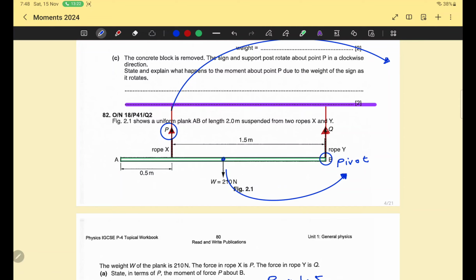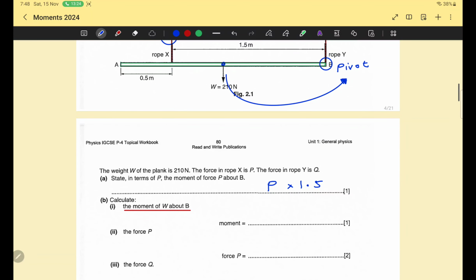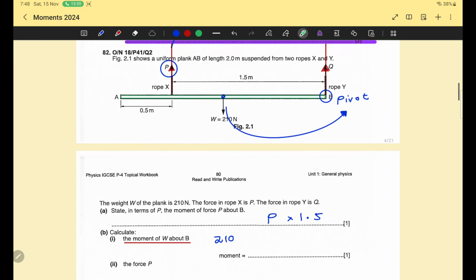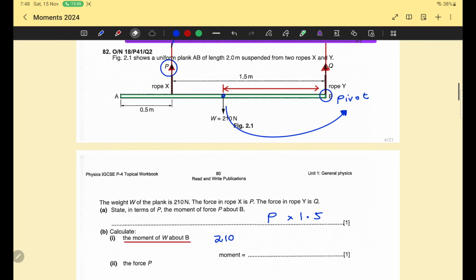And what is the formula to calculate the turning effect of weight W? So the answer is, sir, weight is 210. This is a force. And now I think this is a difficult question. What is this distance? Beta, can you tell us what is the length of this red arrow? What is the length of this arrow?